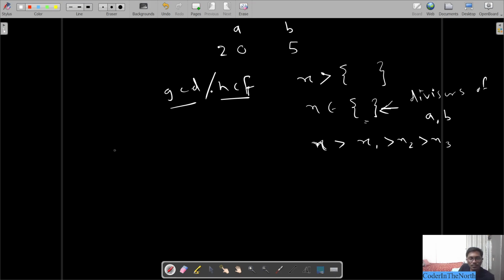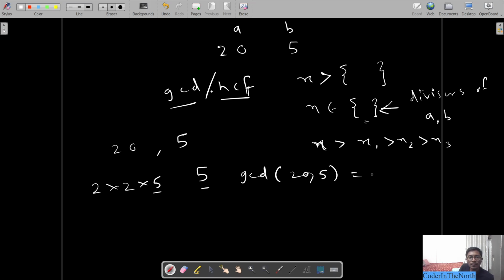So for 20 and 5, if we do prime factorization, it will be 2 into 2 into 5 and 5. So we can see the GCD is 5. So GCD of 20 comma 5 will be 5.